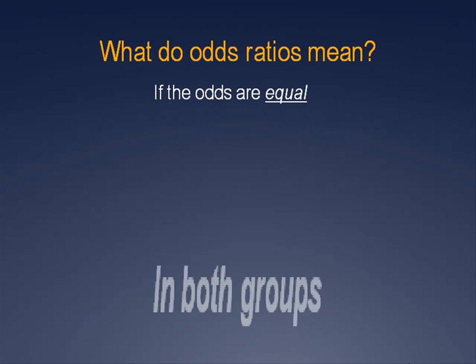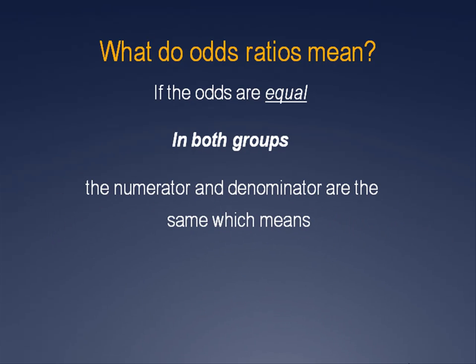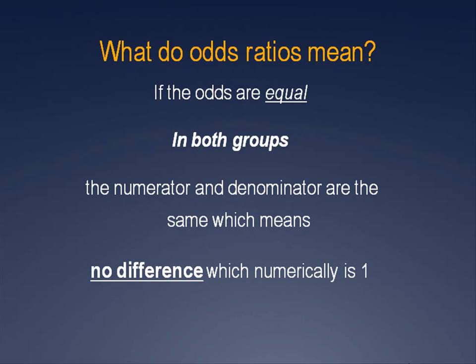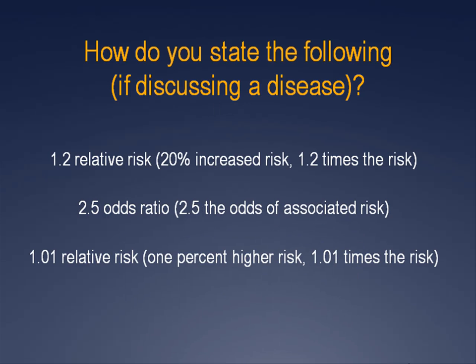Let's explore the meaning of the odds ratio. In both groups, if they have equal odds, meaning the denominator and numerator are the same, numerically this will calculate to 1, which means there's no difference in associated risk. But remember, if it's below 1, it may indicate either a decreased risk or protection. Here are some examples of how you might state the results of a study on risk.